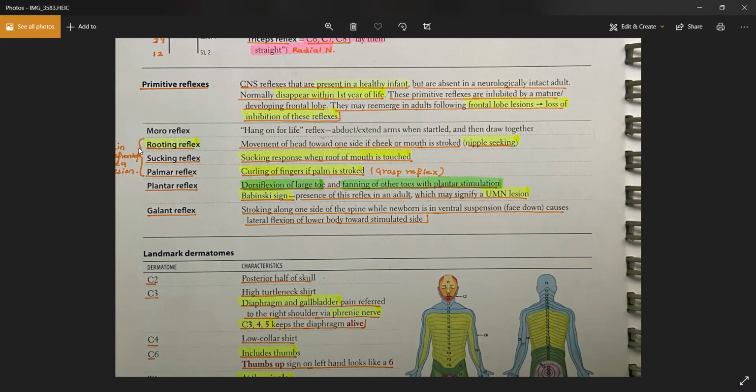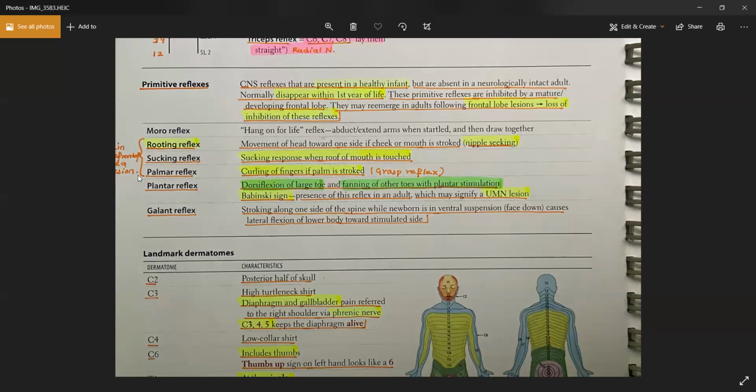Then you have the rooting reflex. Whenever you touch either side of the cheek of the baby, they will turn their mouth toward it. That is for nipple seeking. So this is the rooting reflex. Then you have the sucking reflex. They suck on anything that touches the roof of the mouth. So if you touch your finger to the roof of their mouth, they will suck it. So this is the sucking reflex.